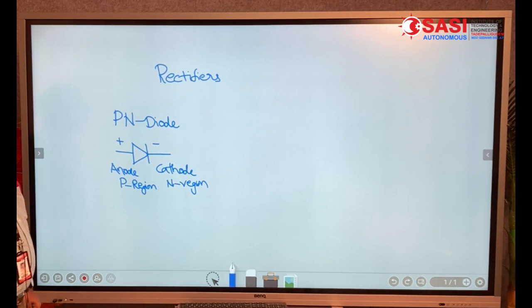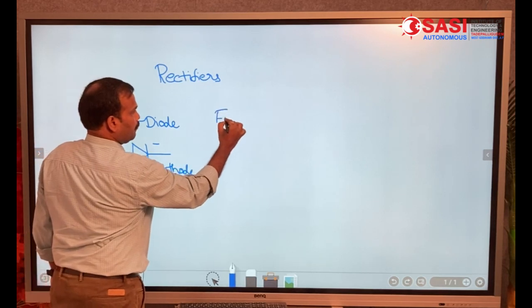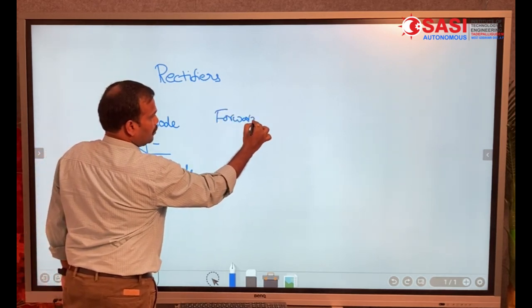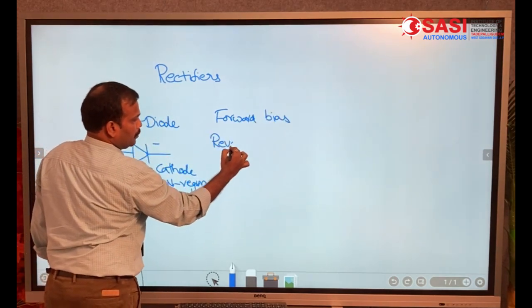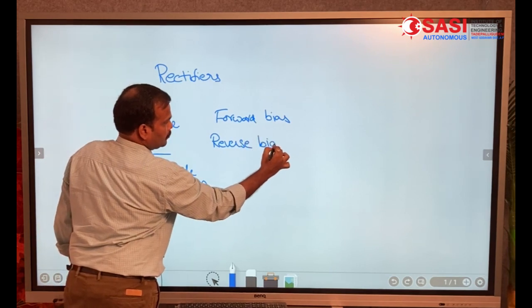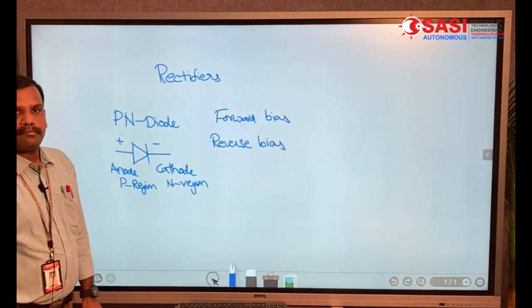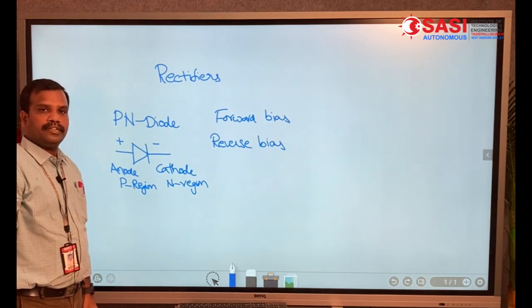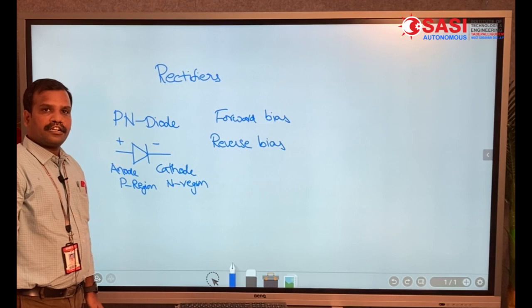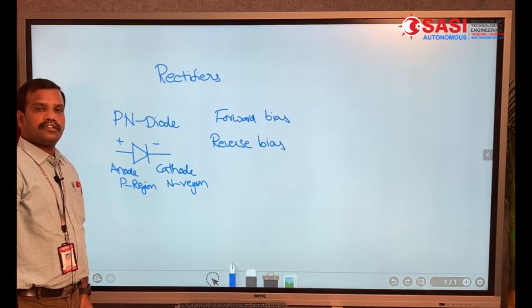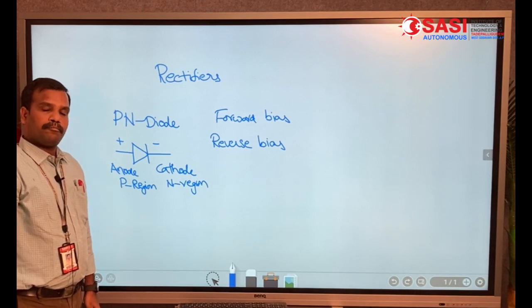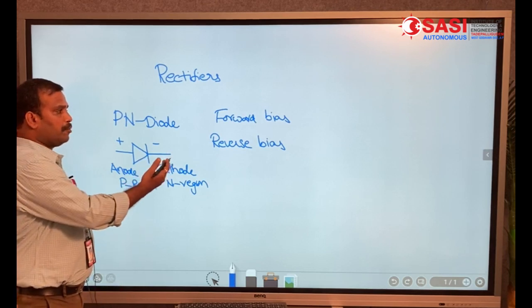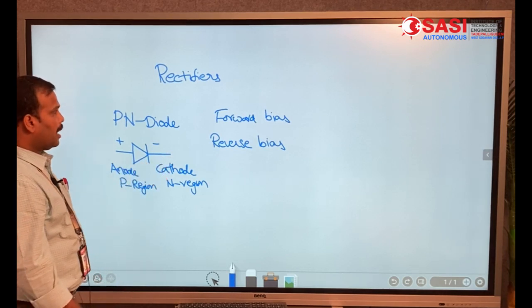And this diode can be connected in two ways. One is forward bias, another one is reverse bias. What is meant by bias? Bias means applying an external voltage to a semiconductor device. An external voltage or battery can be connected in two ways, forward bias or reverse bias.